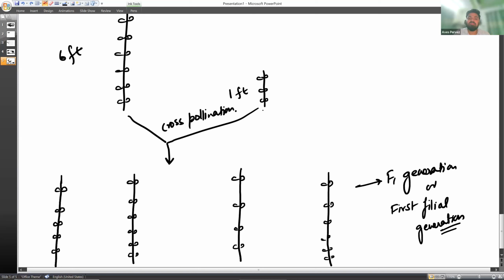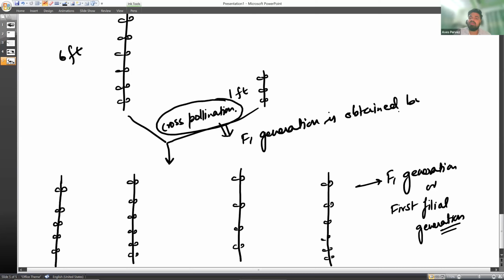And we obtain this by doing cross pollination. So the F1 generation is obtained by cross pollination. Keep in mind always. So in the F1 generation, we did the cross pollination. Got it?